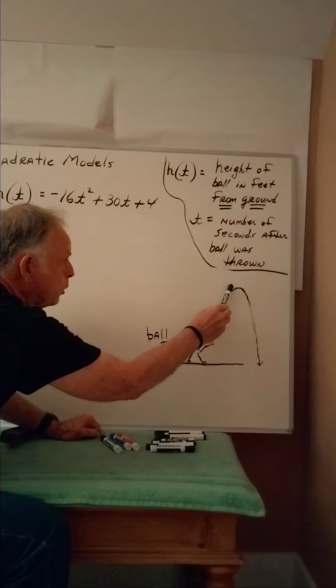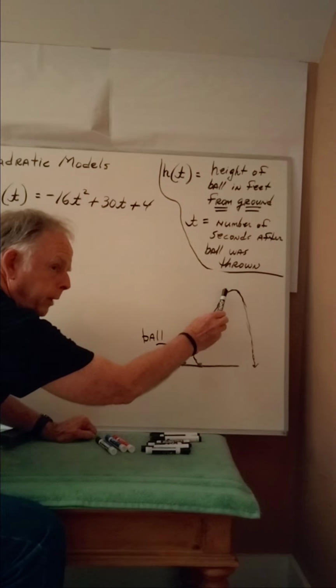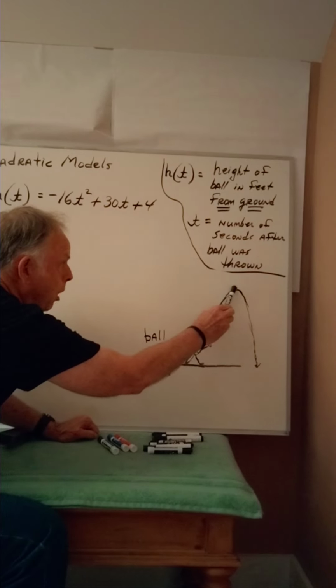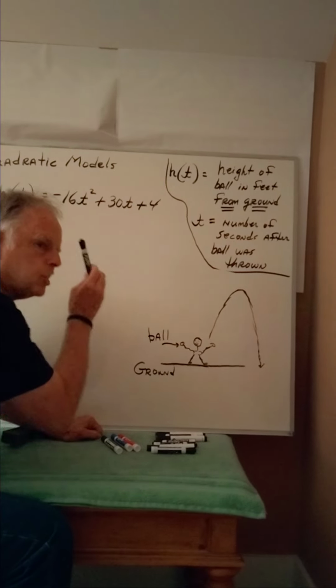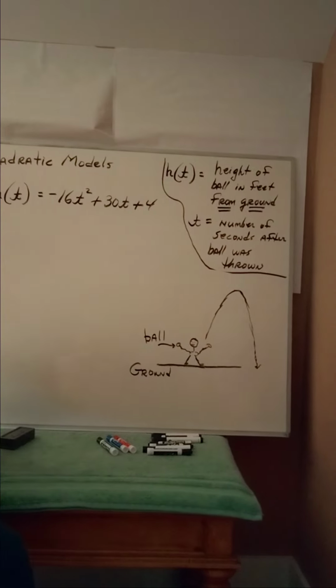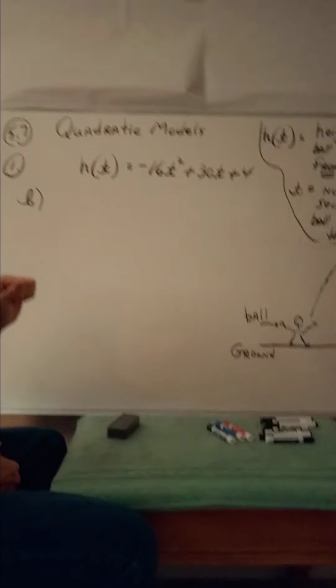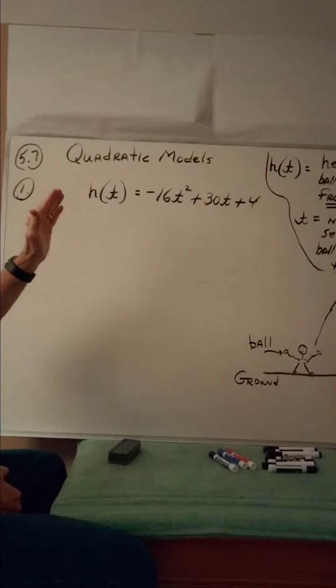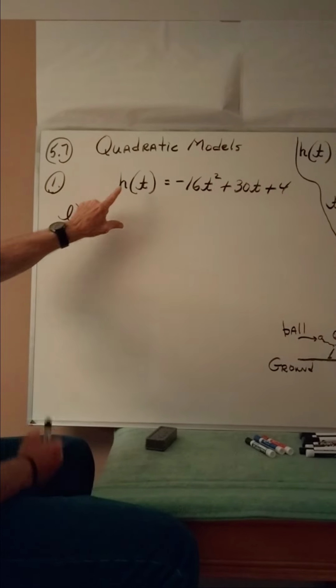And then by the force of gravity, it's only going to go up so high because of the strength of the youngster, and the ball is going to then have to come down. Let's see what happens in our model, and then we'll talk a little bit more about it. On letter B, when is the ball going to be 18 feet above the ground?